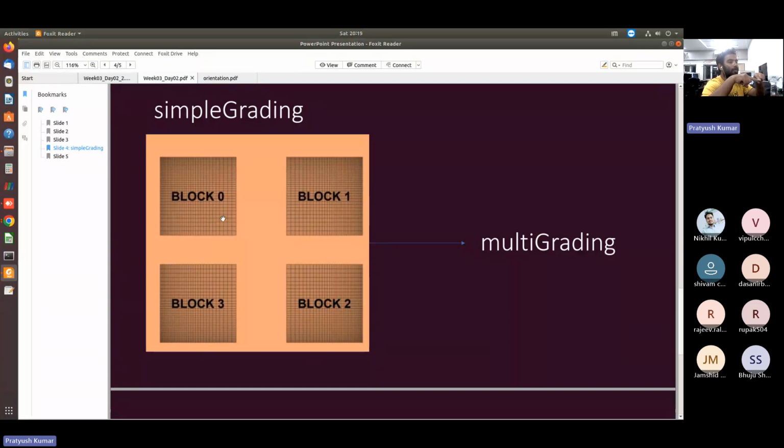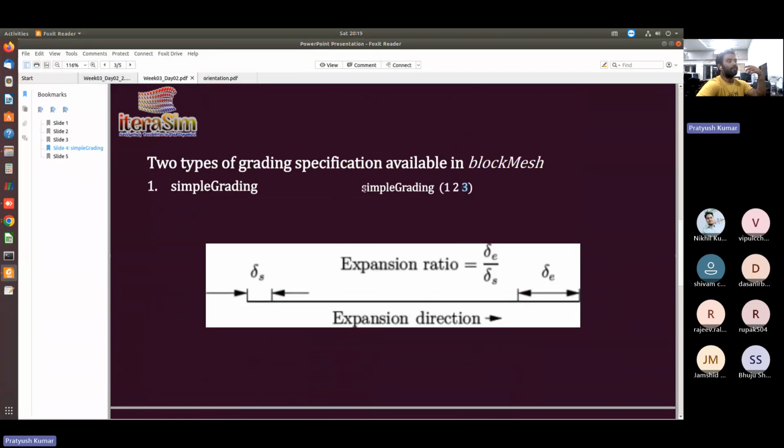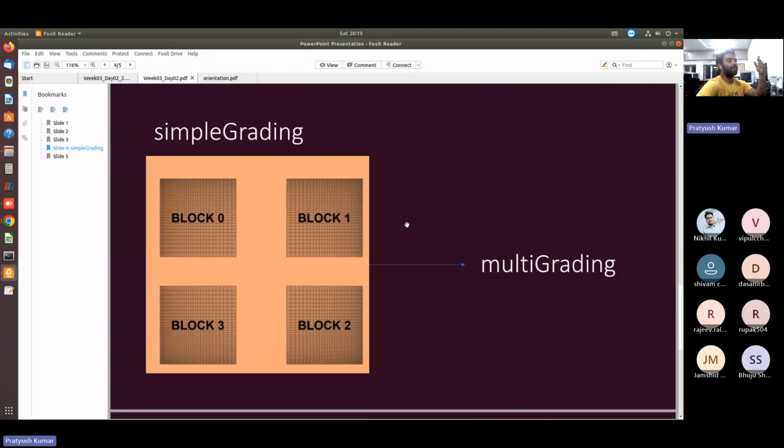Suppose you have one block, and you want to create simple grading, like multi-grading, on all four walls, as you can see in the image. Either you can use four blocks and then use the technique that I am specifying here. For each block you can use a simple grading, and in this way you can specify 1, 2 or 3.